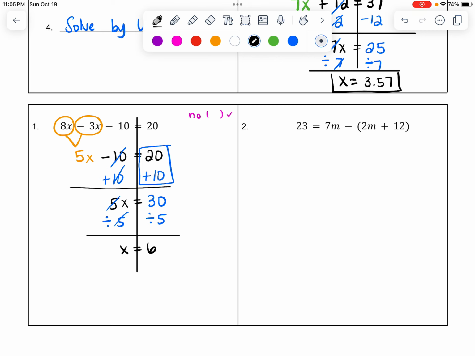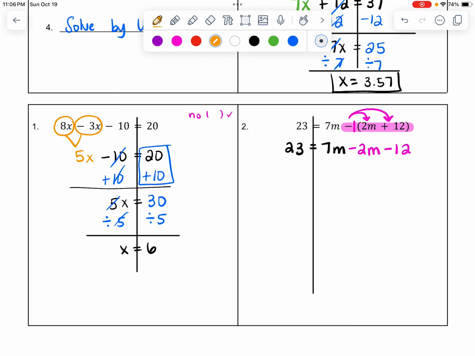For problem number 2, I'm going to draw a line through my equal sign. I'm going to start by asking myself, do I need to distribute? And the answer is yes. I see a parentheses. The invisible number before this parentheses is a 1. So I'm going to distribute a -1. -1 times 2m is negative 2m, and -1 times 12 is negative 12. Then I'm just going to copy down the 7m and the 23.